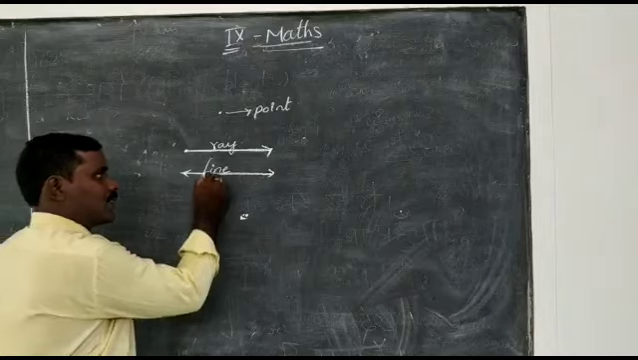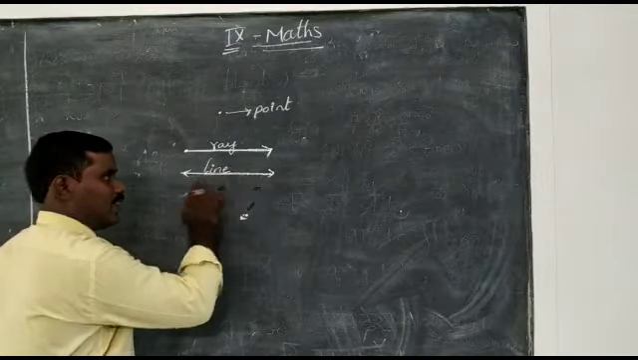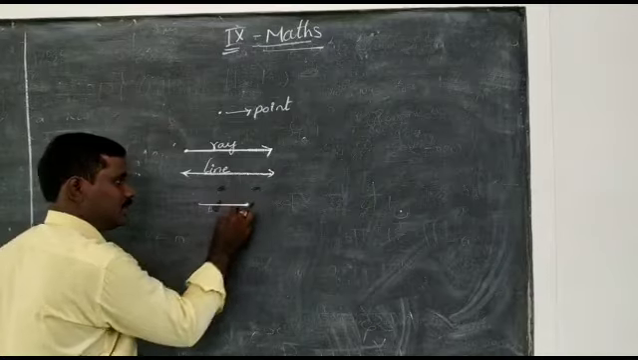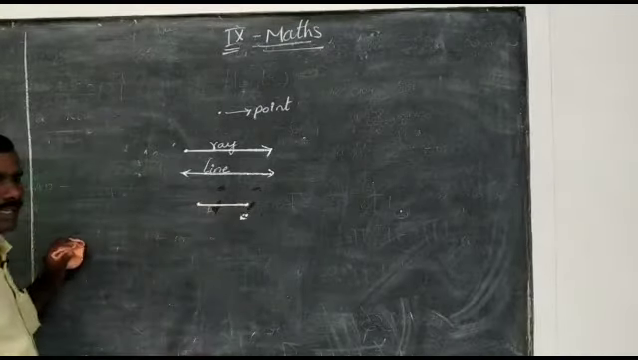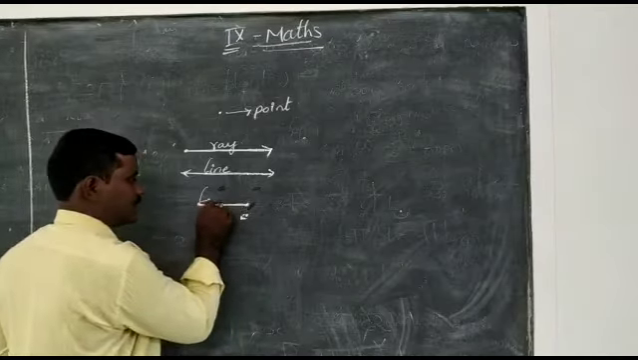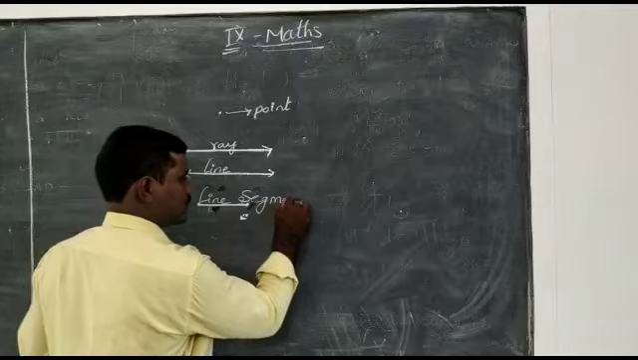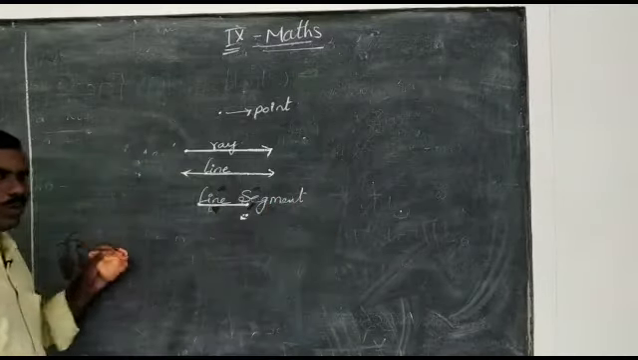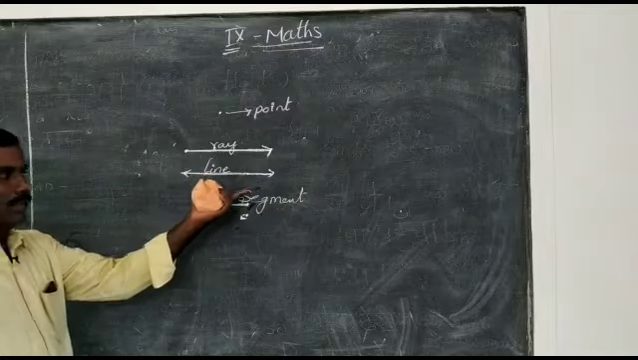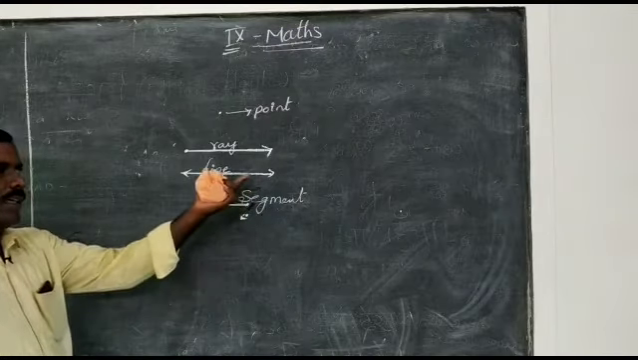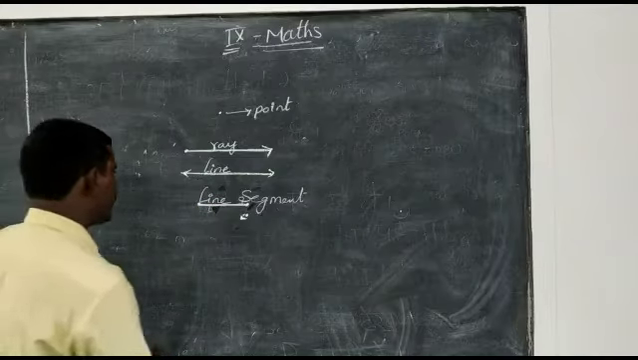I will take a point here and here, that means a part of a line. It will have two end points, and it is called a line segment. That means a line segment has two end points and is a part of a line.